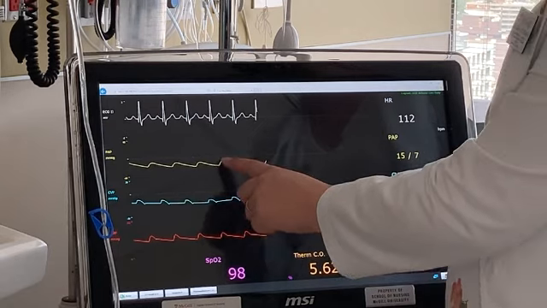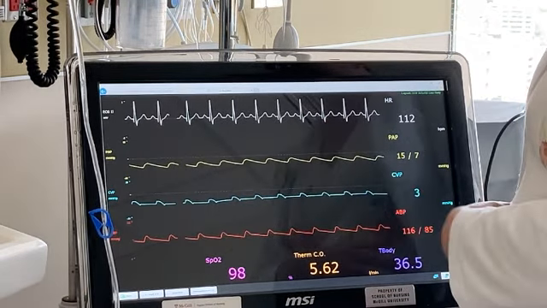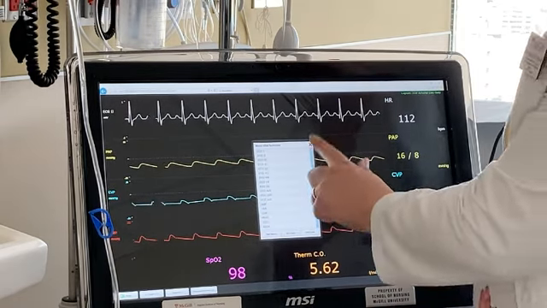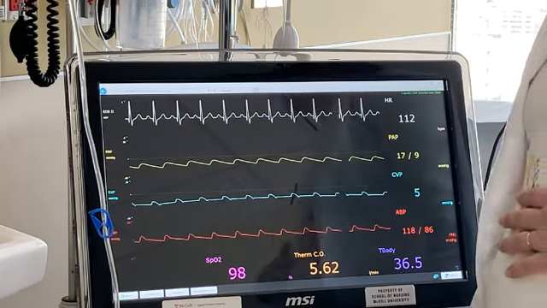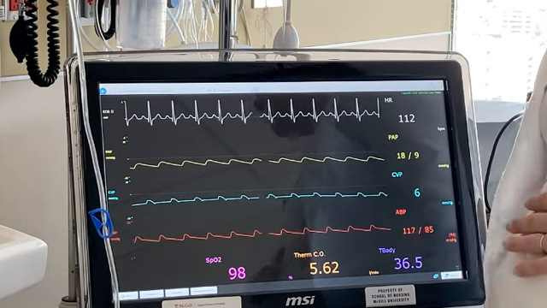You would measure at the top here of the waveform, the highest point, which would be the systolic, and then the lowest point down here would be the diastolic pressure. And so you would have your systolic over your diastolic. And that would be your measurement that you would take.